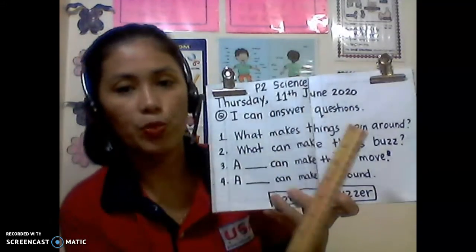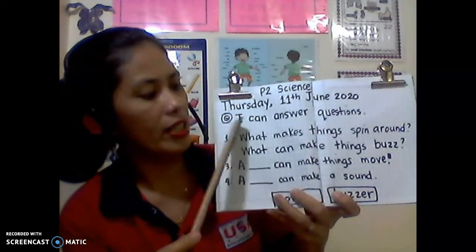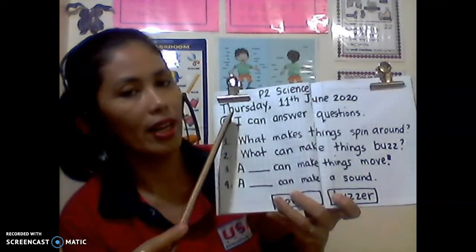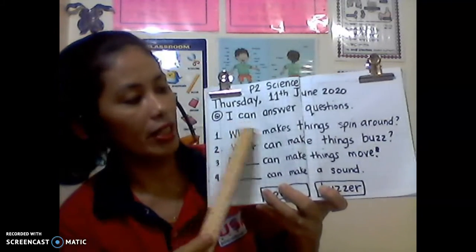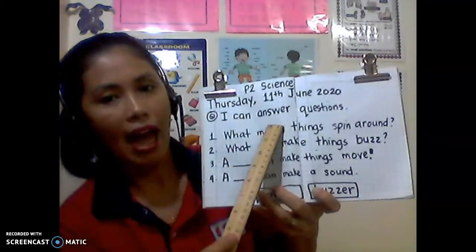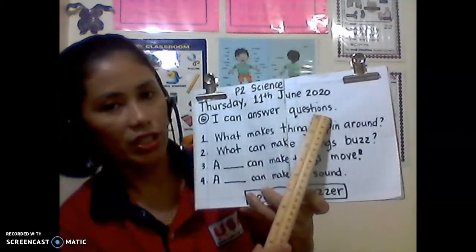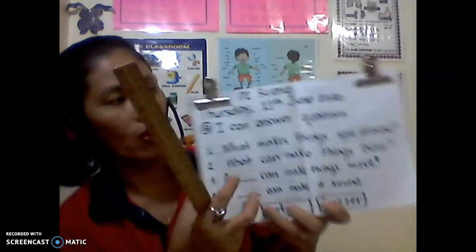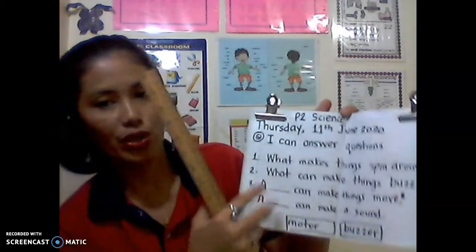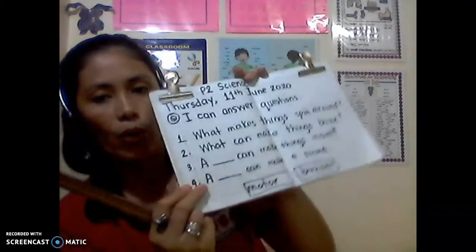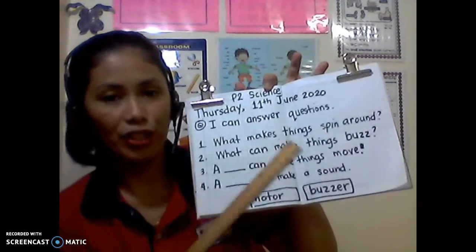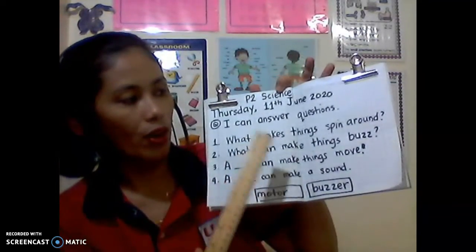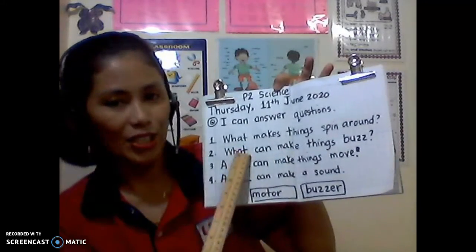So for today's objective, this is our learning target. Here's that bullseye. Our learning target is I can answer questions. I have here 4 questions that you are going to answer. This will also be your homework for today to see if you are listening to teacher.